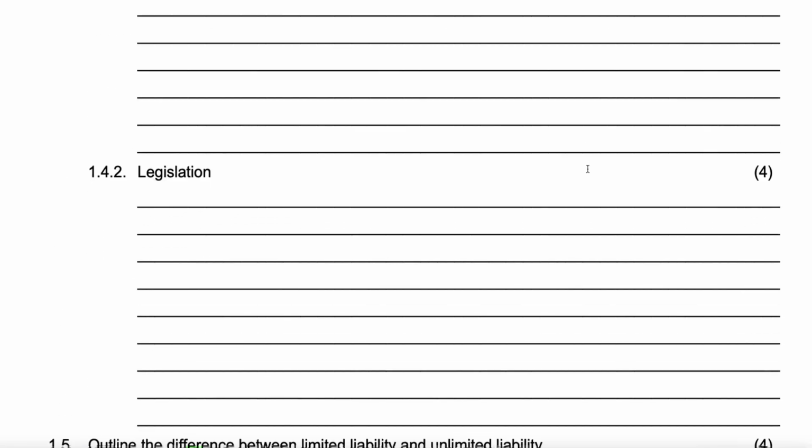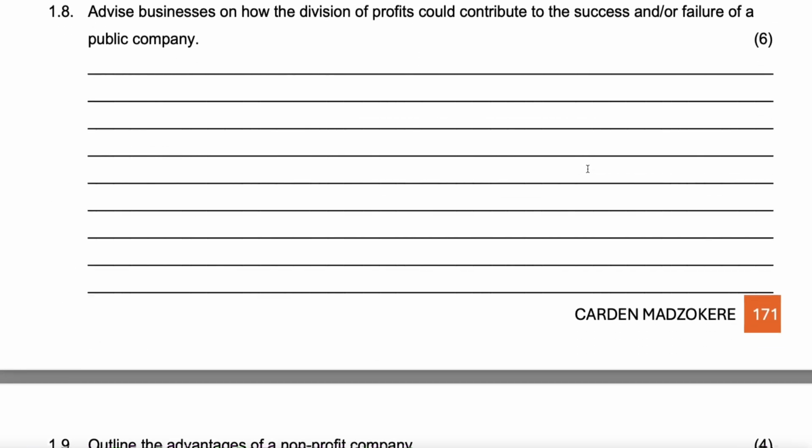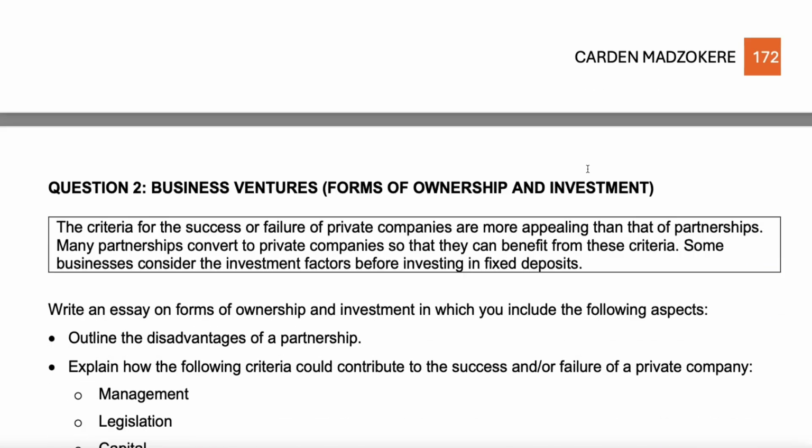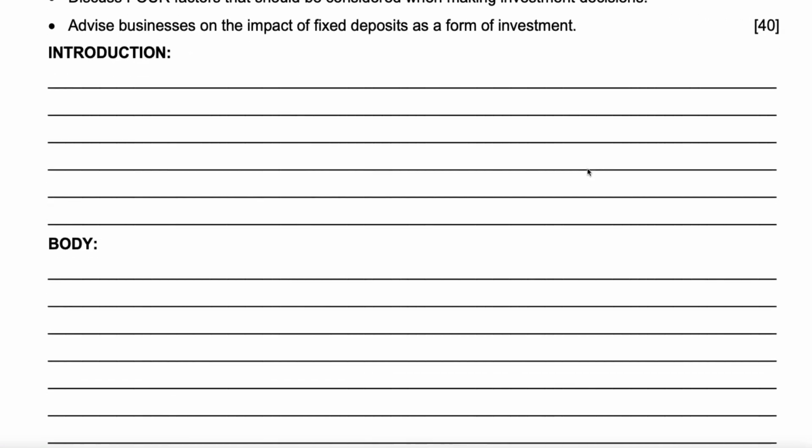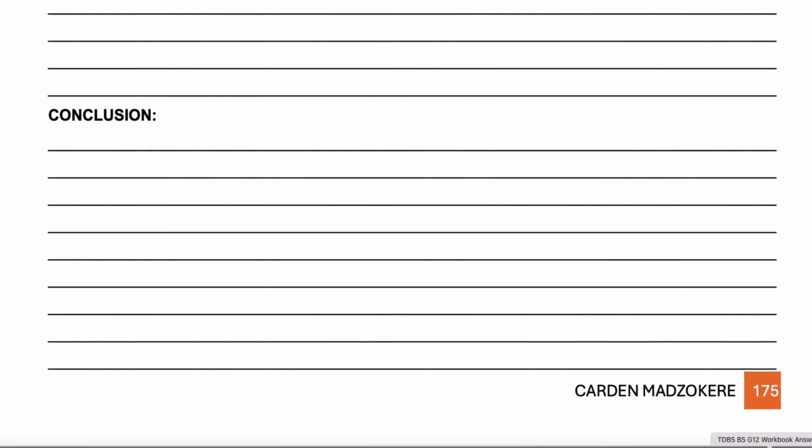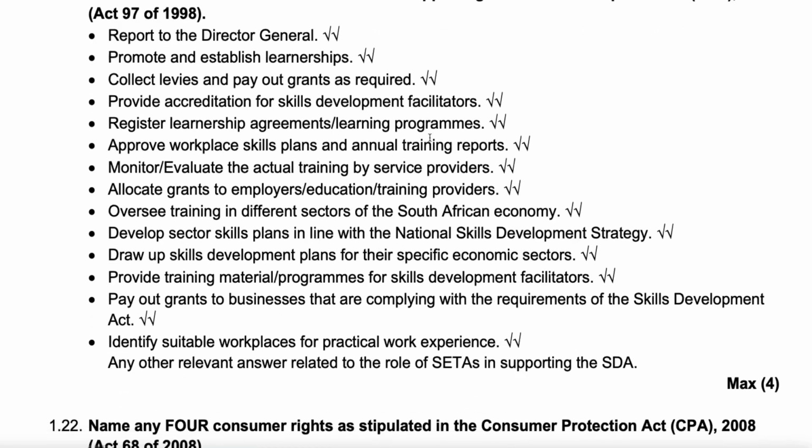Finally, the final topic in the syllabus, we have forms of ownership, criteria for success and of failure. So this is it. This has brought us to the end, ladies and gentlemen. And this is the last essay. That's it. And we are done. So the book ends there. And then these are the answers.